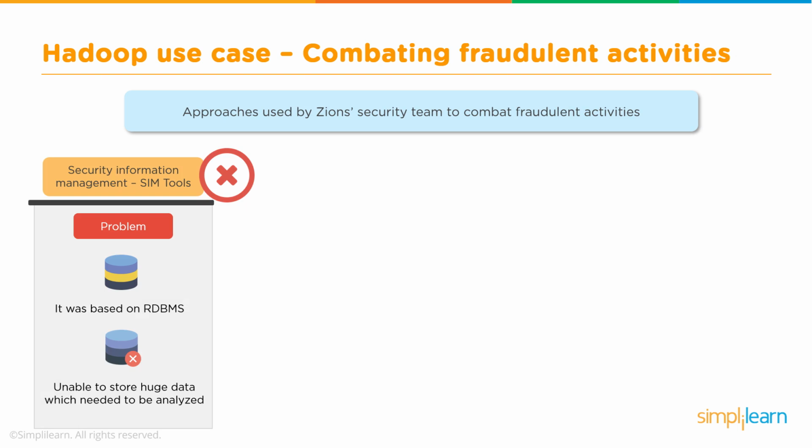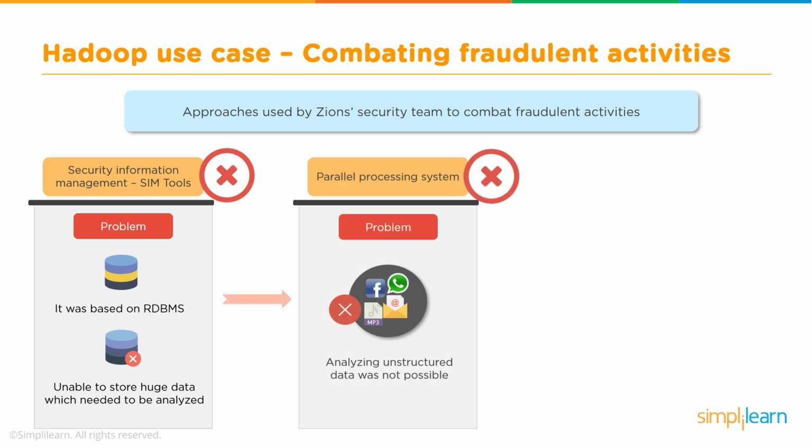Security information management, or SIM tools. So we have our security, our SIM. And the problem is it was based on an RDBMS data set, and they were unable to store the huge data which needed to be analyzed. In other words, they certainly were able to analyze small amounts, but they have such a flood of customers coming in, and there are so many different things, that they really didn't have a way of tracking all the different data that they had available to them. So they began by doing parallel processing. The problem also was that data was unstructured, and analyzing was not possible.